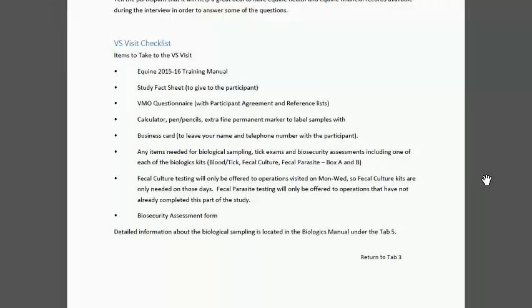What we're going to do now is look at a page that says VS Visit. That's in the manual right after the checklist page.